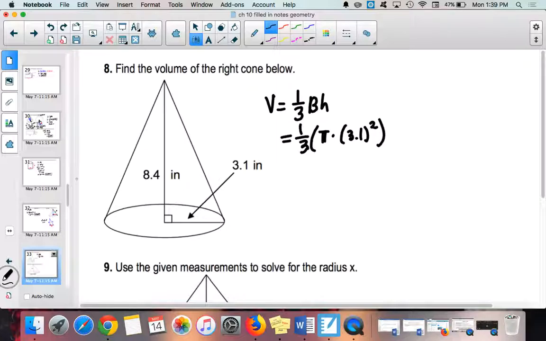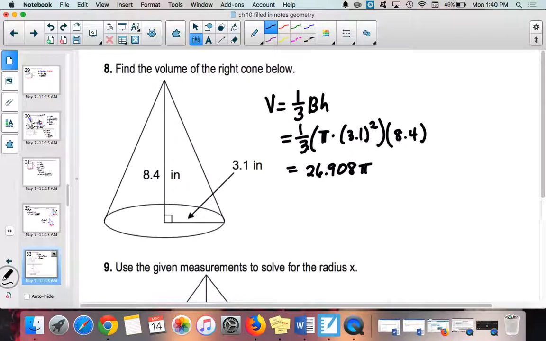3.1. So we do pi times 3.1 squared. And then the height is going to be 8.4. So I would do 3.1 squared, multiply by 8.4, and then multiply by 1/3, which you can do on your calculator, or you can divide by 3, which is the same thing. So if I divide by 3, I get like 26.908, but I still have that pi.